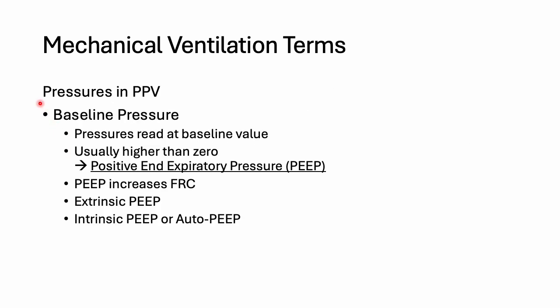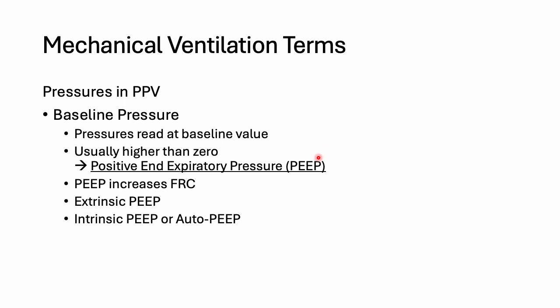So the first pressure you need to know is, of course, the baseline pressure. This is the pressure at the end of exhalation before inhalation. This is the pressure read at baseline. And if this pressure is above 0, which is more positive than atmospheric, then we term that as positive end expiratory pressure, or PEEP.